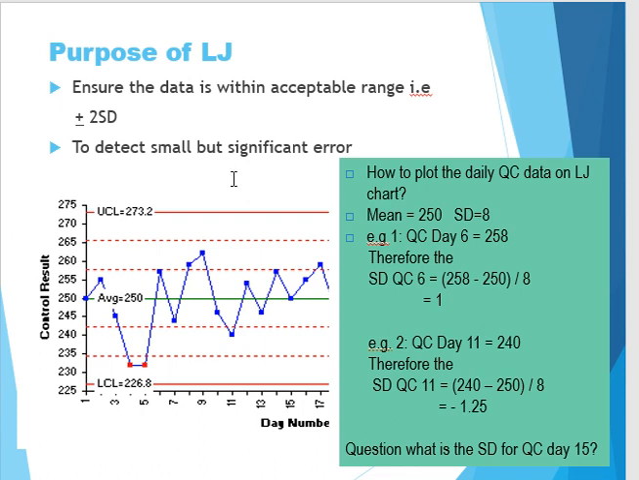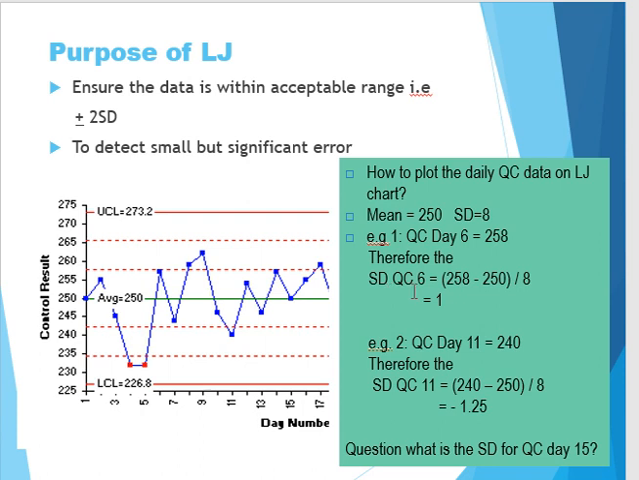So how to plot the daily QC data on the LJ chart? Okay, I will give you an example. For this QC, the mean given is 250 and the standard deviation at 1 SD is 8. Let's say we have QC day 6. The reading is 258.